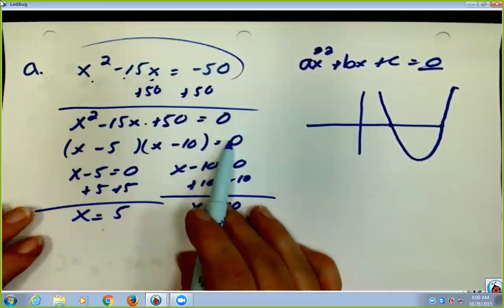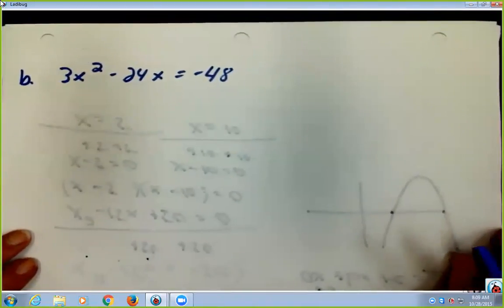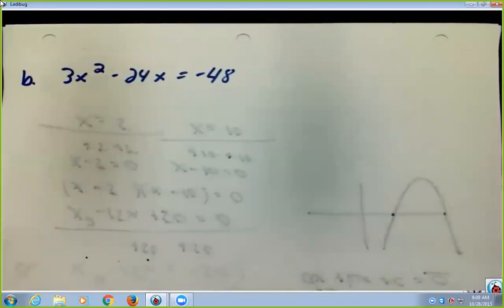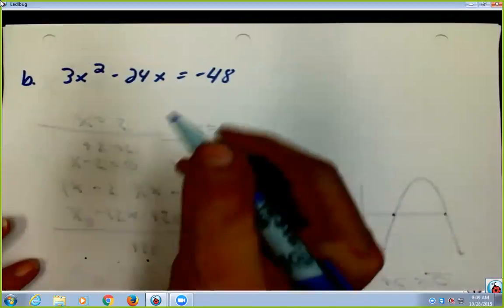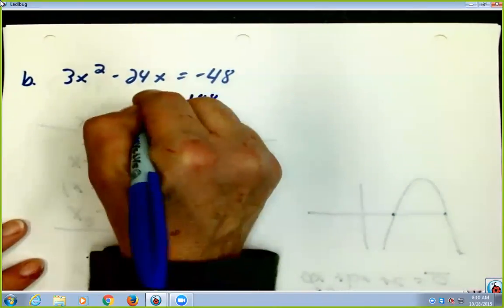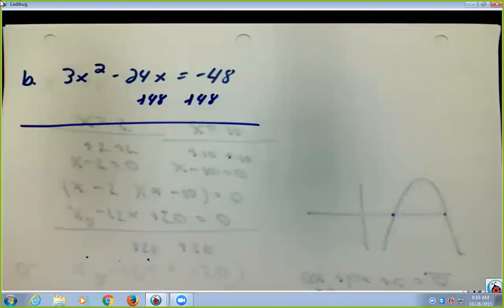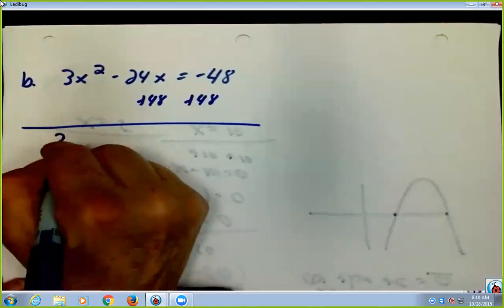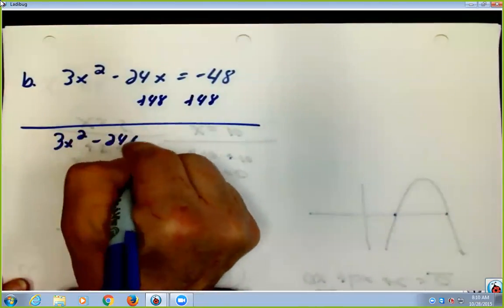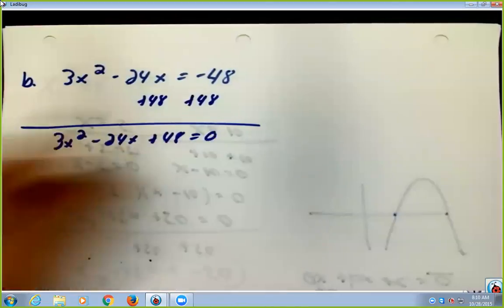Always look to see if you can factor it, because it saves you some time. So make sure you look and see if it's factorable. Now about this one, I'm going to add 48 to both sides. I'll let you get caught up on writing that in your notes. So I get 3x squared minus 24x plus 48 is equal to 0.